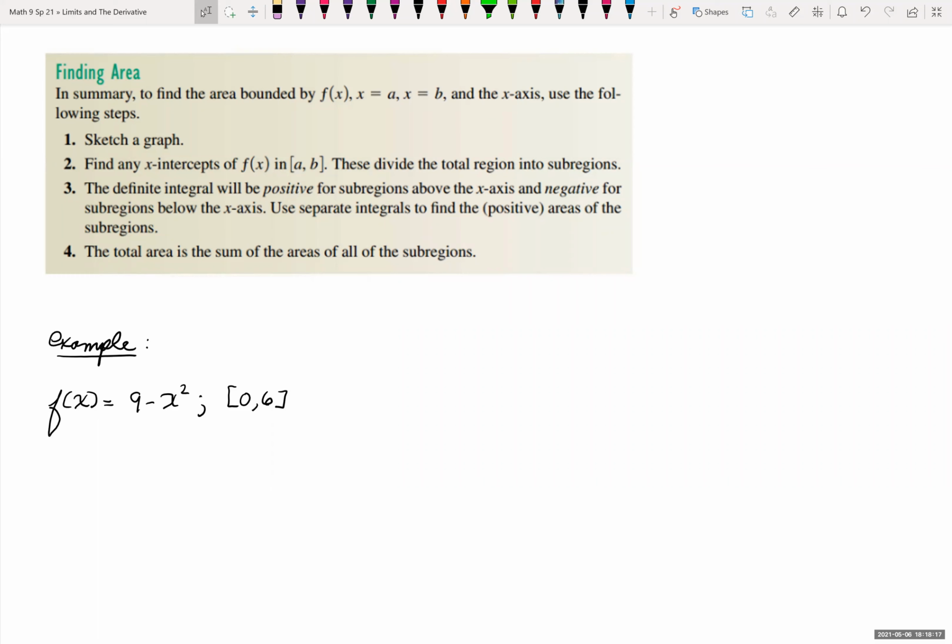We were just looking at area under the curve. We were given the graph and the shaded region, and we had to find that area. So now let's say that we're not given that graph and we're trying to find that area. So let's go through this.